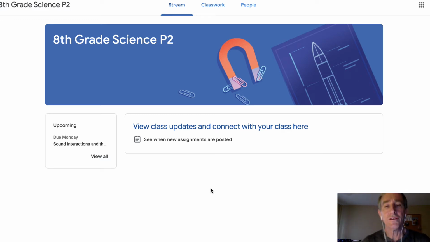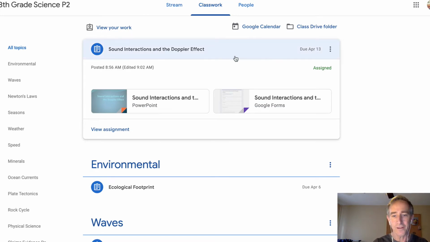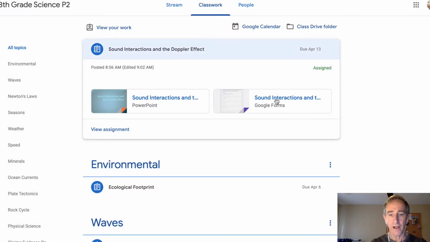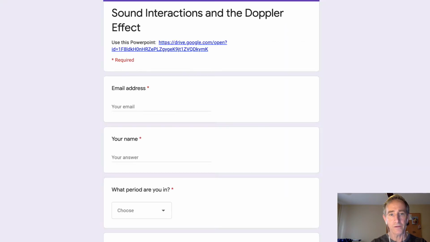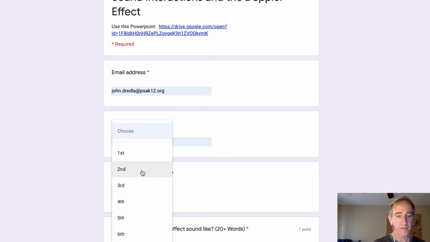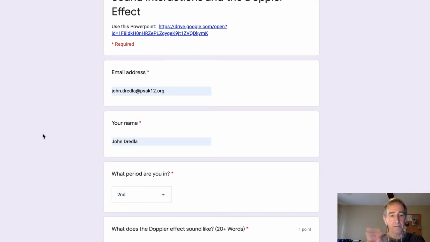I'm doing the new assignment, sound interactions, and the Doppler effect. I'm going to have this PowerPoint open in one screen, and in another screen, I'm going to have the quiz open, so I can do those both at the same time. So I'm going to use my email. Oh, it automatically put my name in, and today I'm going to pretend like I'm a student in second period.